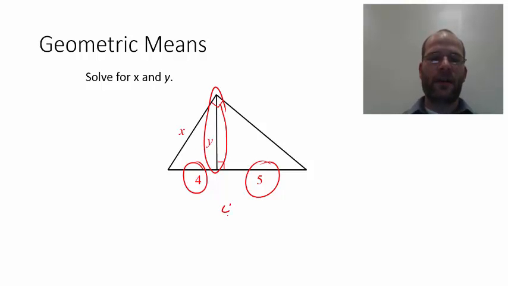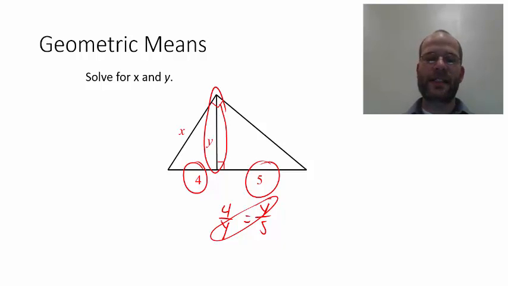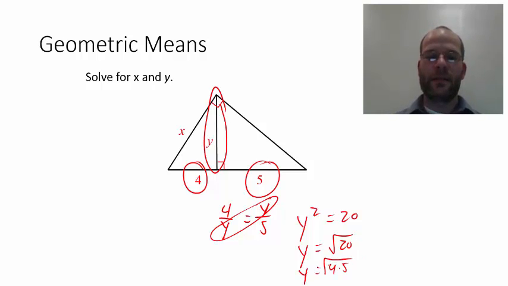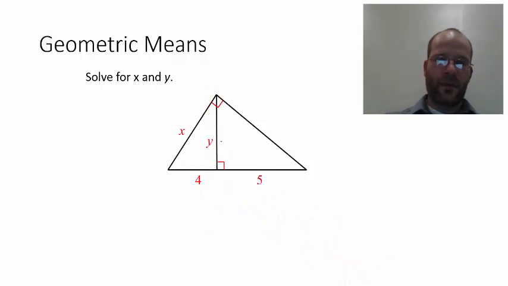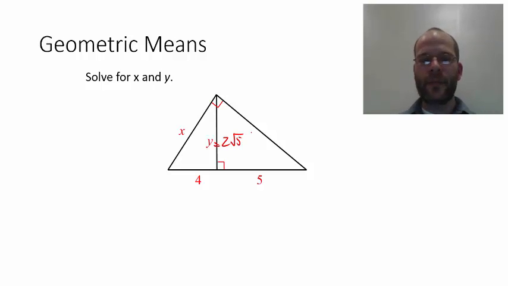That means that 4 is to y as y is to 5. Notice that the altitude is the geometric mean. 4 is to y as y is to 5. So we solve this by cross multiplication. Y squared equals 20. And therefore y is equal to the square root of 20. Probably know that there's a factor of 4 in there. And so we end up with y is equal to 2 square root of 5. So y equals 2 square root of 5. That's the answer there.